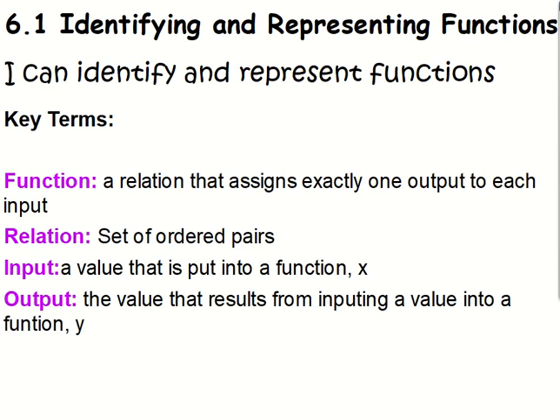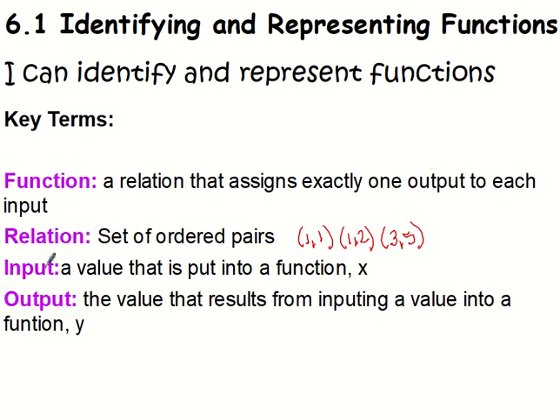All right, a relation is just a set of any ordered pairs, right? Any ordered pairs. So (1, 1), (1, 2), (3, 5), okay? That's a relation. Any set of ordered pairs. Now, a function is a special kind of relation that assigns exactly one output to each input.